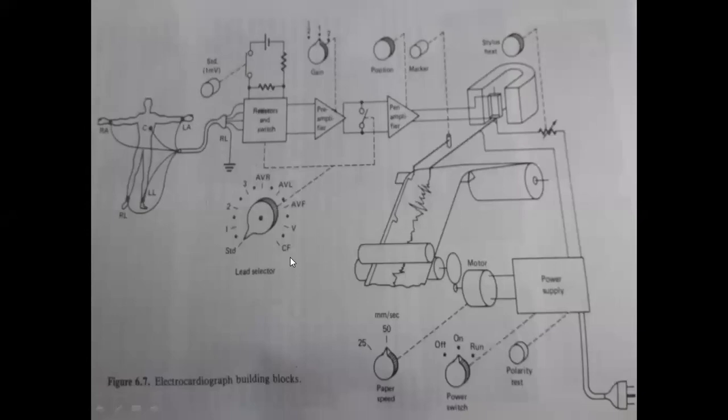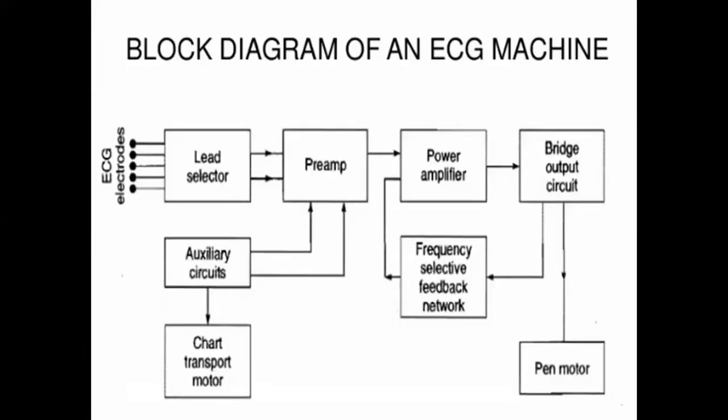See here, these are the main blocks of the ECG machine. The first one is ECG electrodes, lead selector, preamplifier, power amplifier, bridge output circuit, frequency selective feedback network, pen motor, and auxiliary circuits, and the paper transport motor. These are the main blocks of an ECG machine.